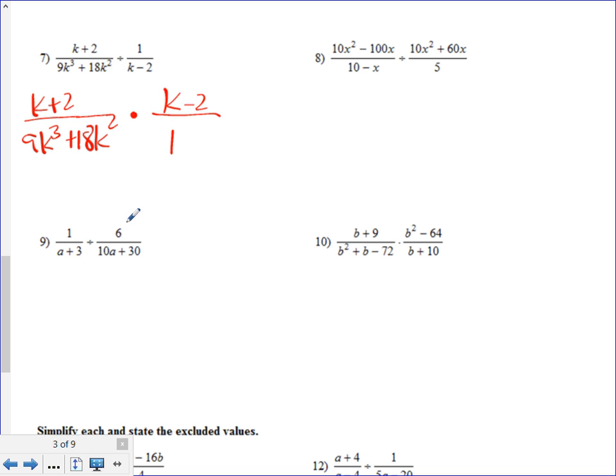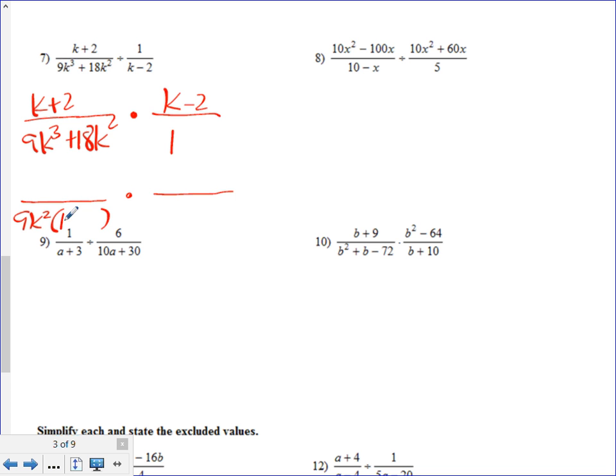Can I factor anything? No. I think there's a GCF here, right? What do these two terms have in common? K to the second power. They both have 9 and they both have at least 2 Ks. Do you see that? So pull out 9K squared. What's going to be left?